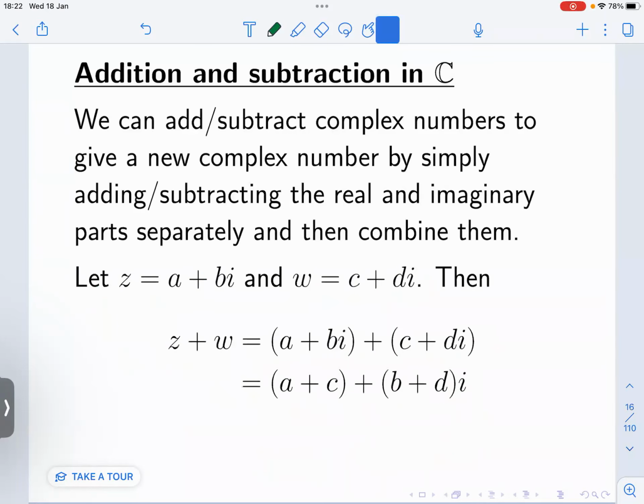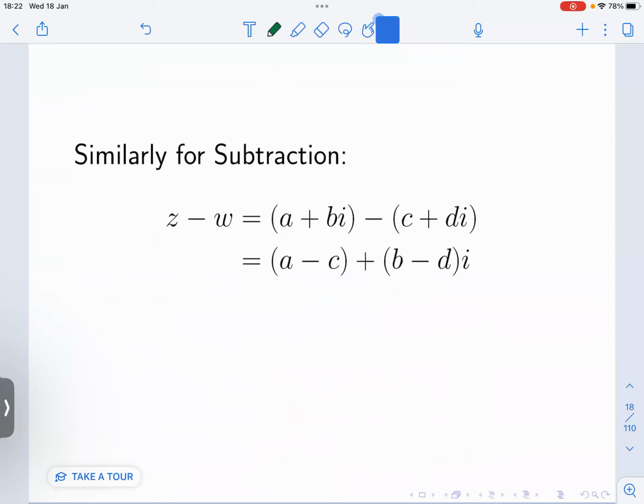And then we get the same results when we are dealing with subtraction. If z is still the complex number a + bi, and w is the complex number c + di, we see that when we calculate z - w, we'll get (a + bi) - (c + di). Then subtracting the imaginary parts together and the real parts together gives us a - c as the real part of z - w, and we get b - d as the imaginary part of z - w.